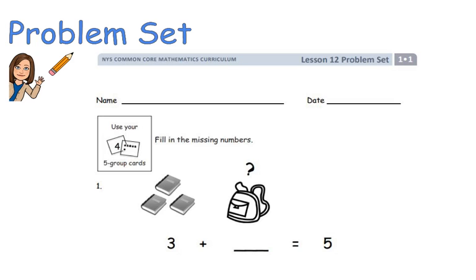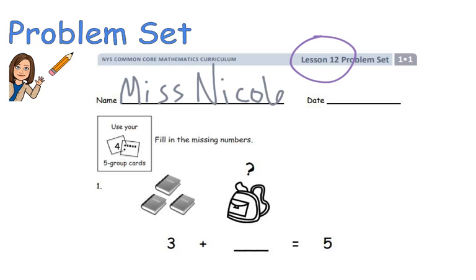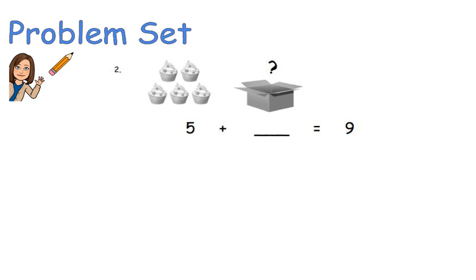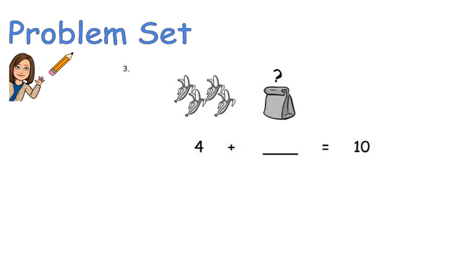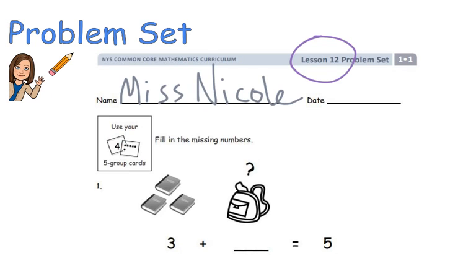So please open your books to lesson number 12 and write your name at the top of your paper. This is what the first problem looked like, and then the second one has some cupcakes in a box, and the third one has bananas in a bag. That's what the whole page looks like. Our directions say fill in the missing numbers, and you can use your 5 group cards.